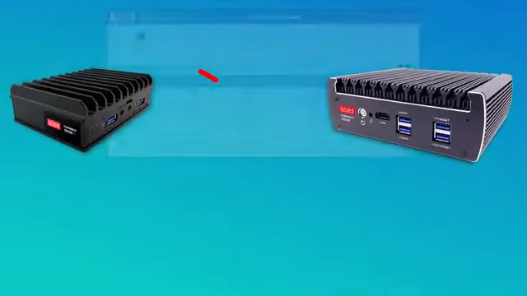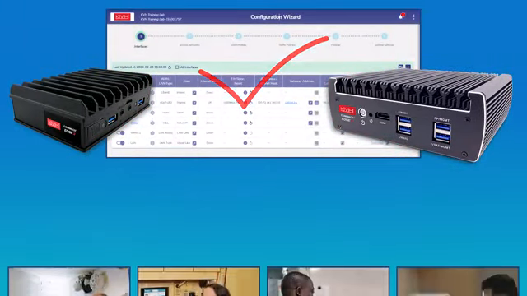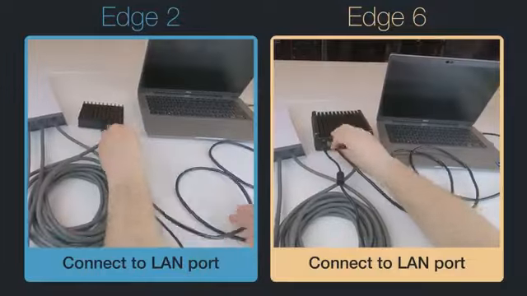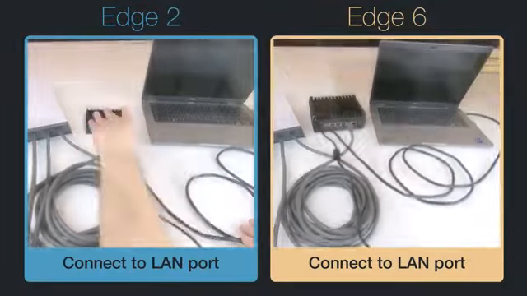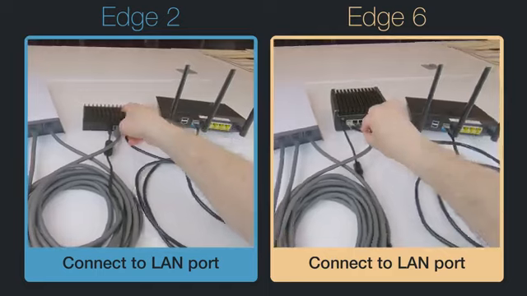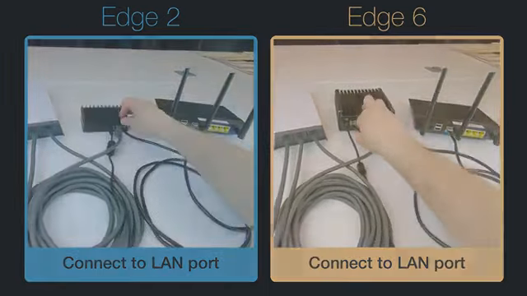Once the CommBox Edge is configured to meet your specific needs, it's ready for use. You can either connect a single computer to the Edge's LAN port, or connect your Wi-Fi router or other device to enable access throughout your vessel.